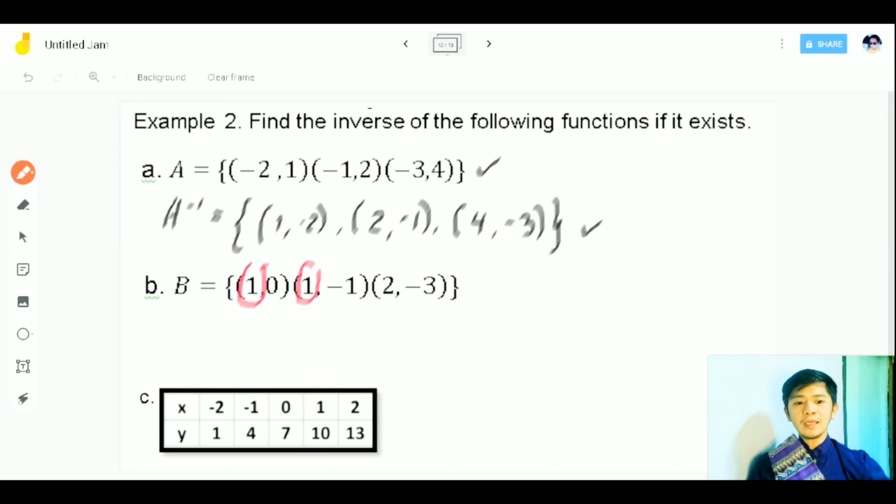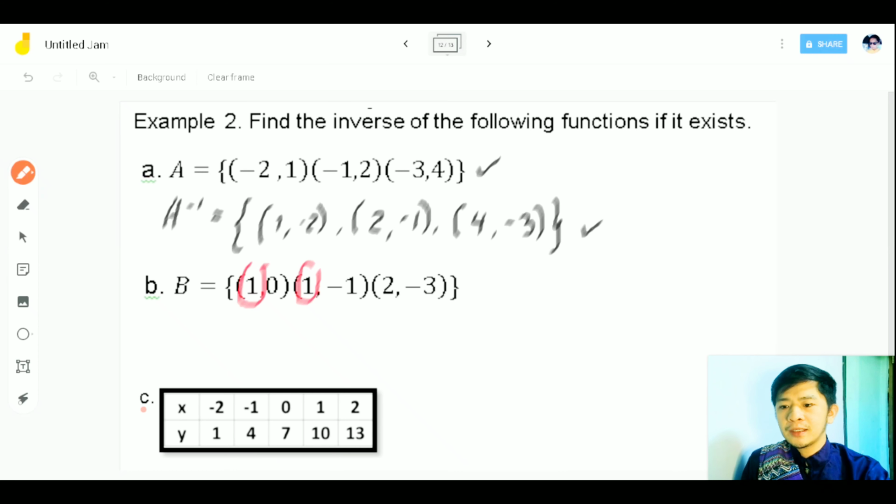Therefore, I can say that set B does not represent a function. So therefore, the inverse does not exist.